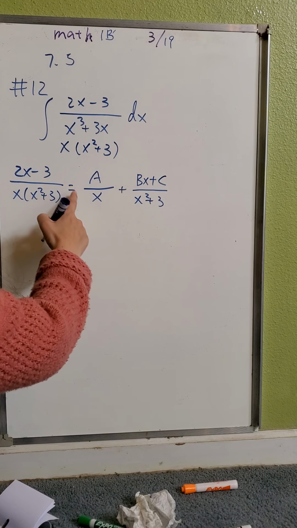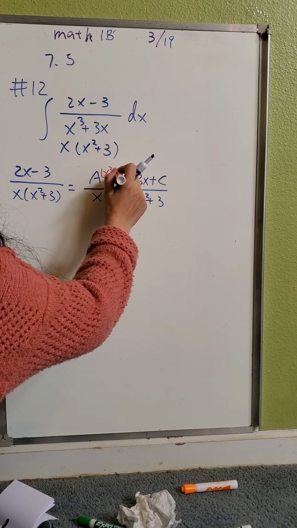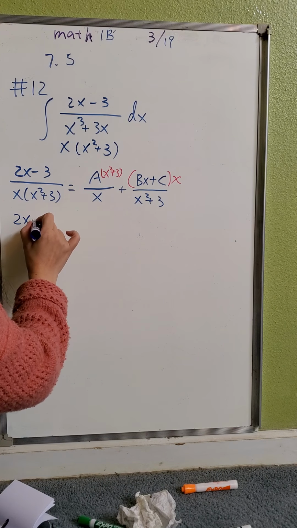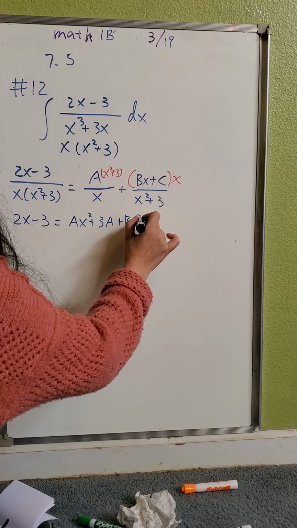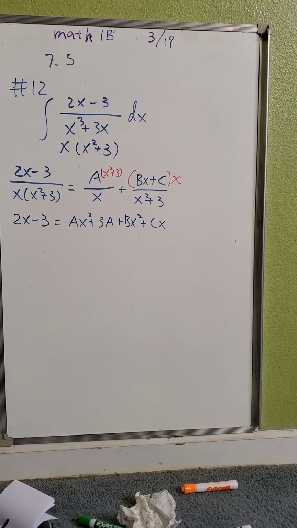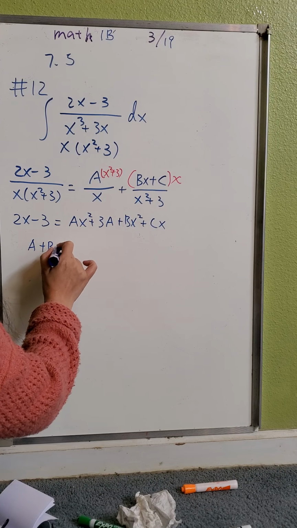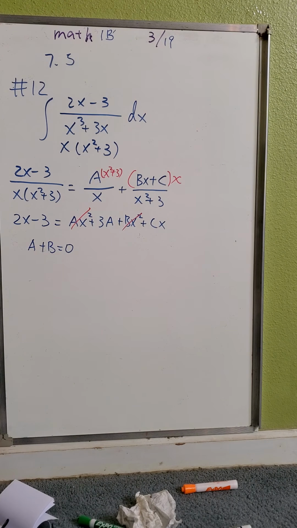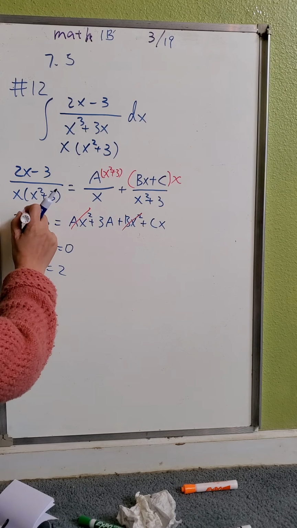Okay, and the LCD is right here, so this one requires x squared plus 3, and this one requires x. So we will have 2x minus 3 equal to Ax squared plus 3A plus Bx squared plus Cx. And now we're going to find our A, B, C. Well, let's see. There's 2 of them that have an x squared, so A plus B. There's no x squared here, so that's 0. Okay, so that one's gone. And we have one of them for x, so C is equal to 2, so that's pretty good.